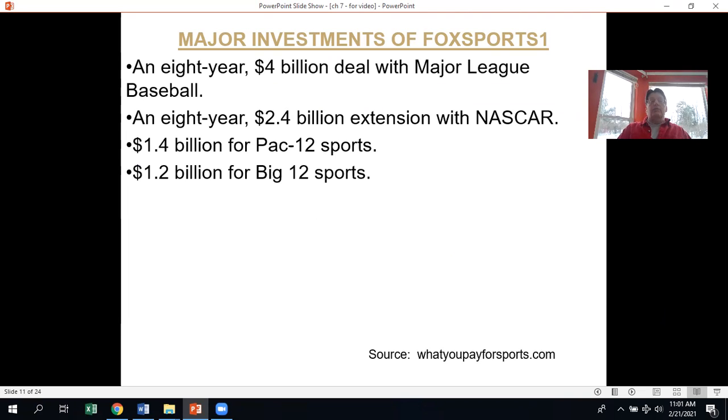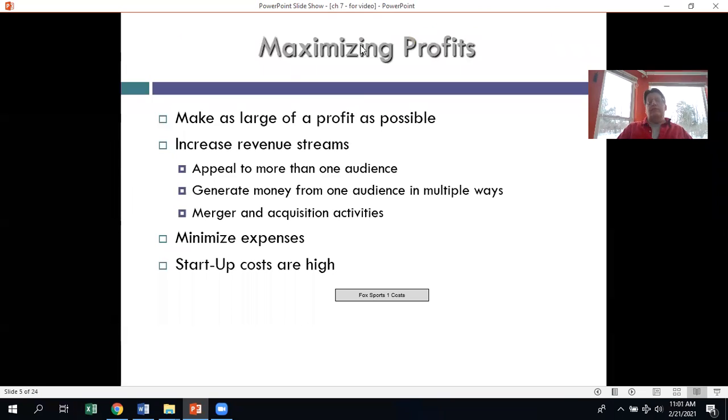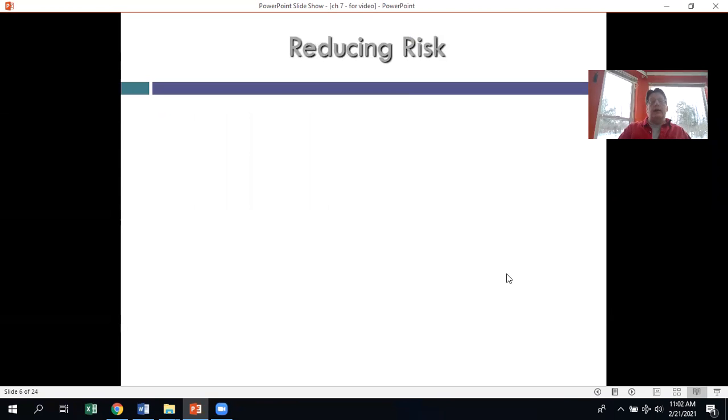And here are just some of the things that they had to buy to be able to get into that market. A deal with baseball for $4 billion, a deal with NASCAR for $2.4 billion, $1.4 billion for Pac-12 college sports, $1.2 billion for Big 12 sports. Those are enormous amounts of money. And so for somebody to start up a company and get involved in that is out of reach of just about everybody. But because Fox was an existing entity, Fox Movies, Fox News, and some of the other things that are part of them, they had the money on hand to make that investment. But most organizations, most people wouldn't be able to do that.